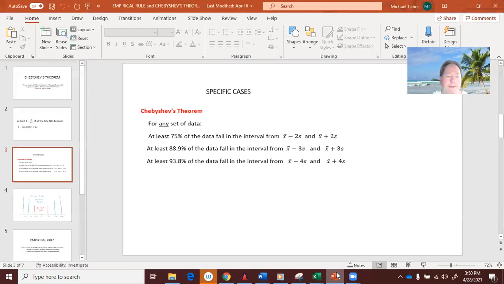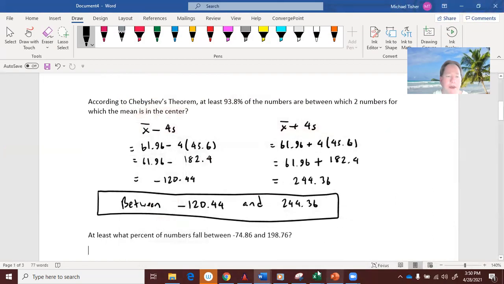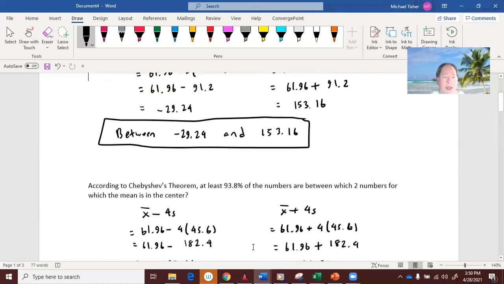So looking back at what we have here, we said that at least 93.8% fall between negative 120.44 and 244.36. However, we're given between negative 74.86 and 198.76. And so the answer cannot be at least 93.8%. So let's backtrack and see about this one.